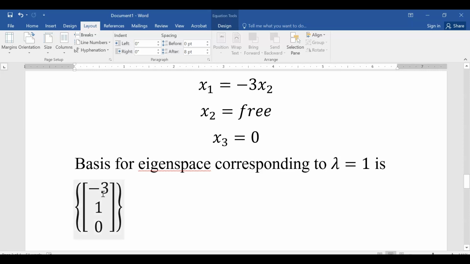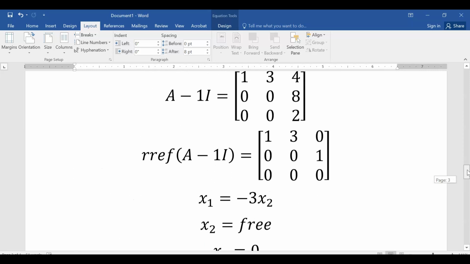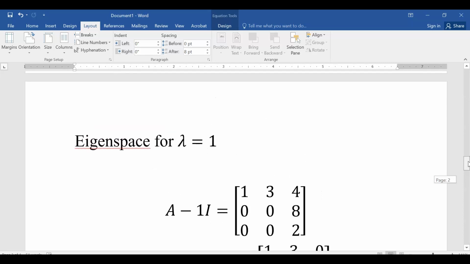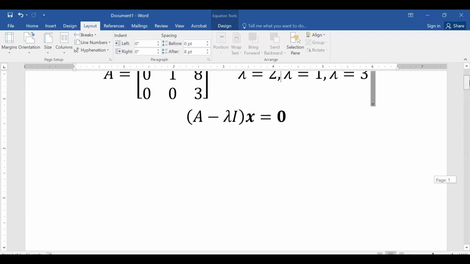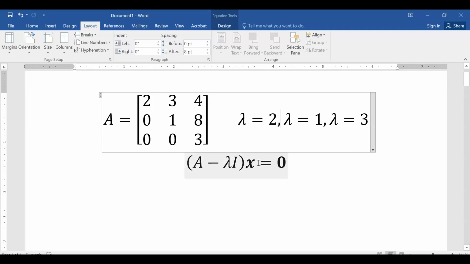And that vector would be negative 3, 1, 0. Now, I hope that you've caught on that this eigenspace is just a set of vectors which gets mapped to the 0 vector for this matrix. So the eigenspace is actually just the null space of that matrix. By the way, that's another way to prove that the eigenspace is a subspace, because the eigenspace is just the null space for this matrix here.